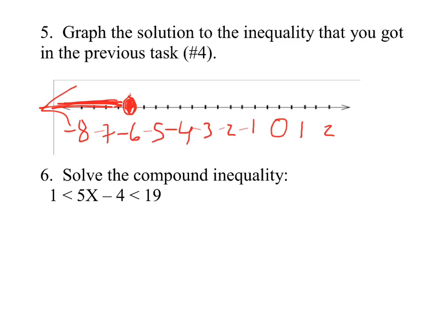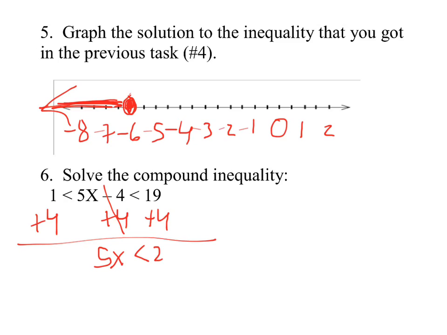Number 6, you need to solve that compound inequality. Well, we need to get the x all by itself in the middle, so you need to undo the minus 4 by adding 4. And you can do that to all the pieces at once. So in the middle, the 4's just cancel out. Now we got 5x. Right side, we got 19 plus 4, which is 23. And on the left side, we got 1 plus 4, which is going to be 5.